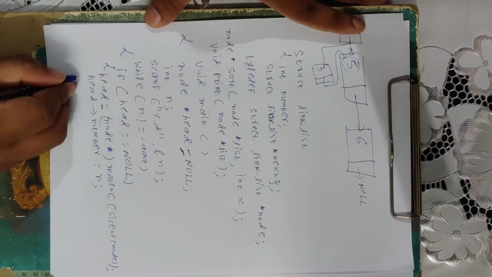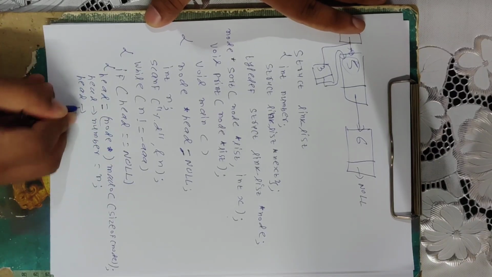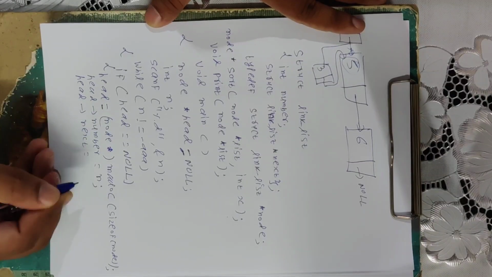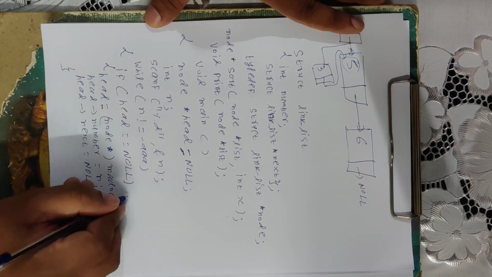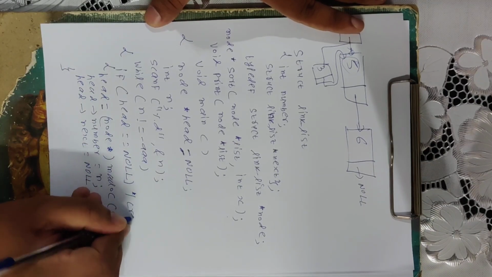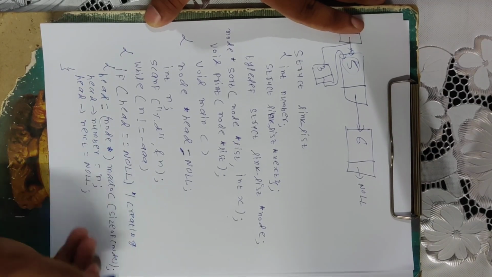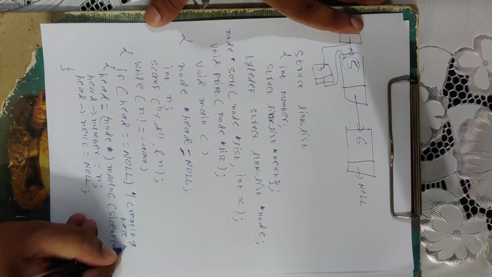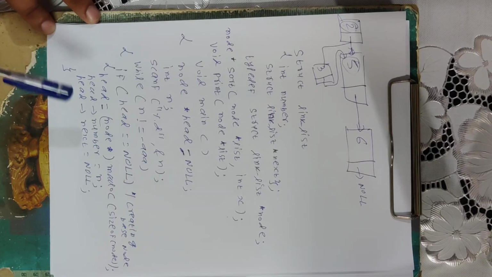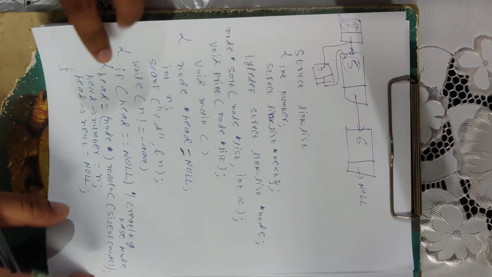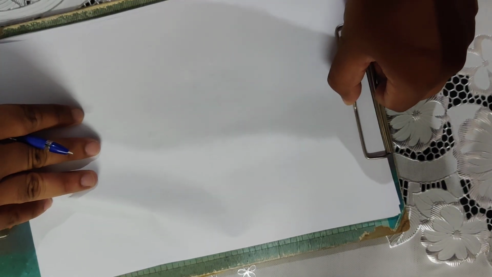After this, what I can do is head->next = NULL. This is only for creating the base node. When I want to create a base node, I can use this. Once the base node is created, this is not useful. For the second entry onwards, we can go for something like this.